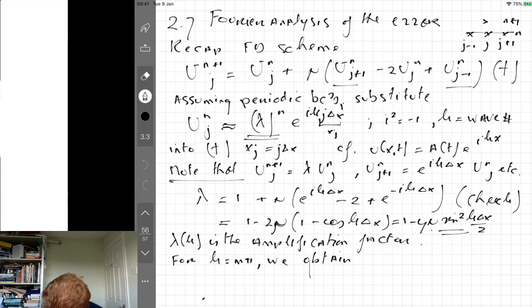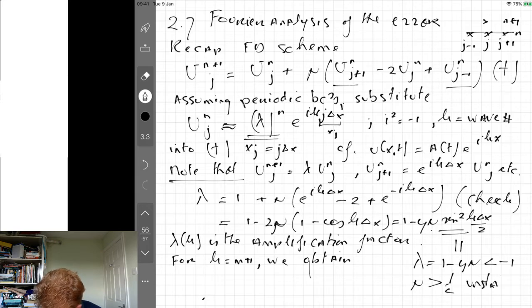Let's go back. This becomes 1 minus 4 mu. And we look at the case, it will become unstable for 1 minus 4 mu less than -1. So lambda is 1 minus 4 mu less than -1, then mu is bigger than half. Is unstable. So mu less or equal than half brings us stability.